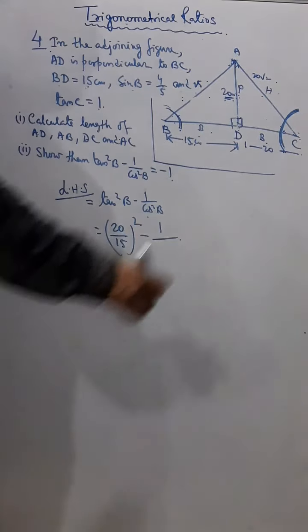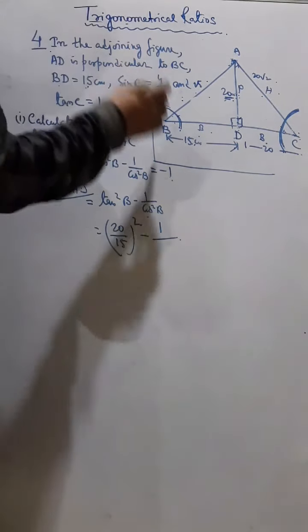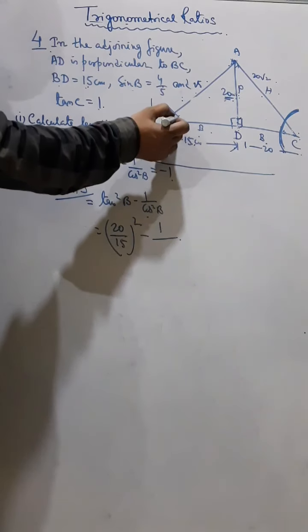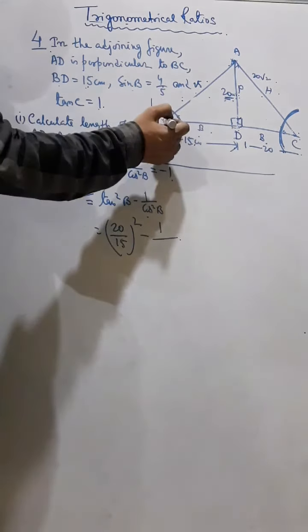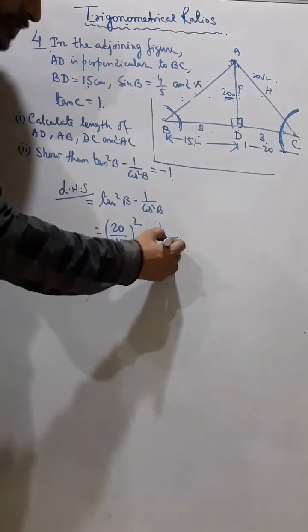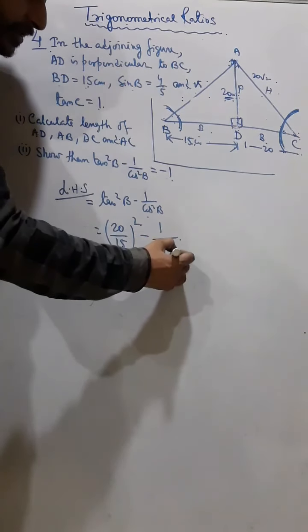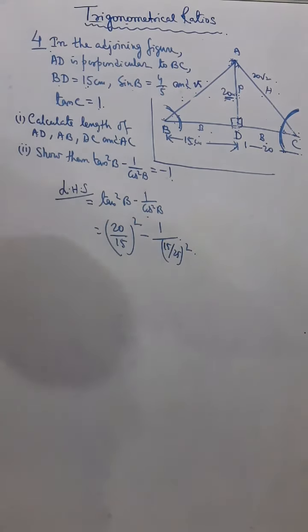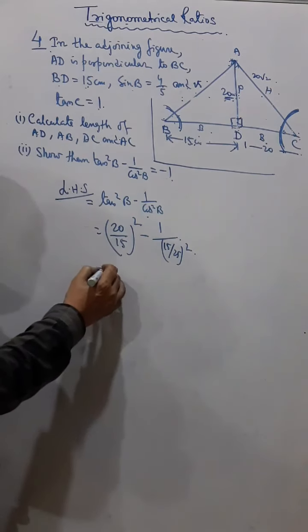cos square b. So cos b means, again with respect to b, this is the base and this is the hypotenuse. So what you get? 15 by 25, 15 by 25 and whole square. Okay, now you can solve this one.